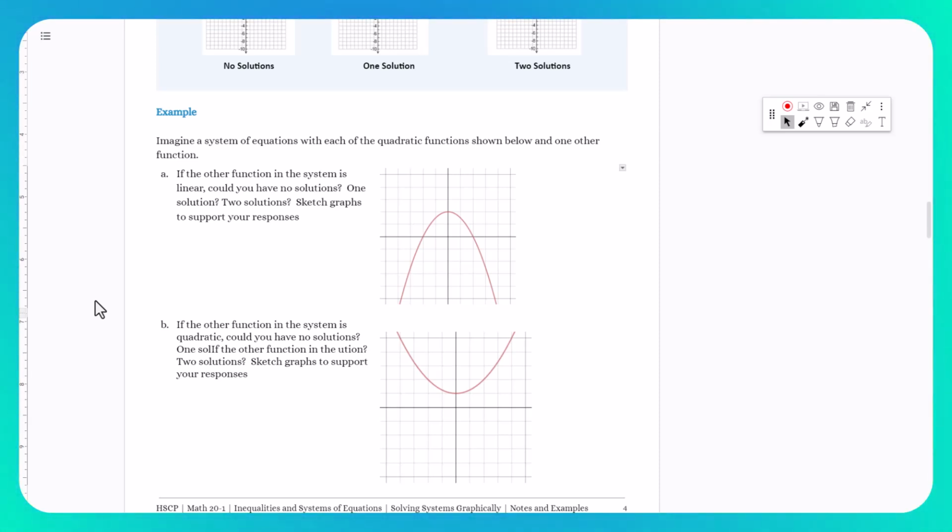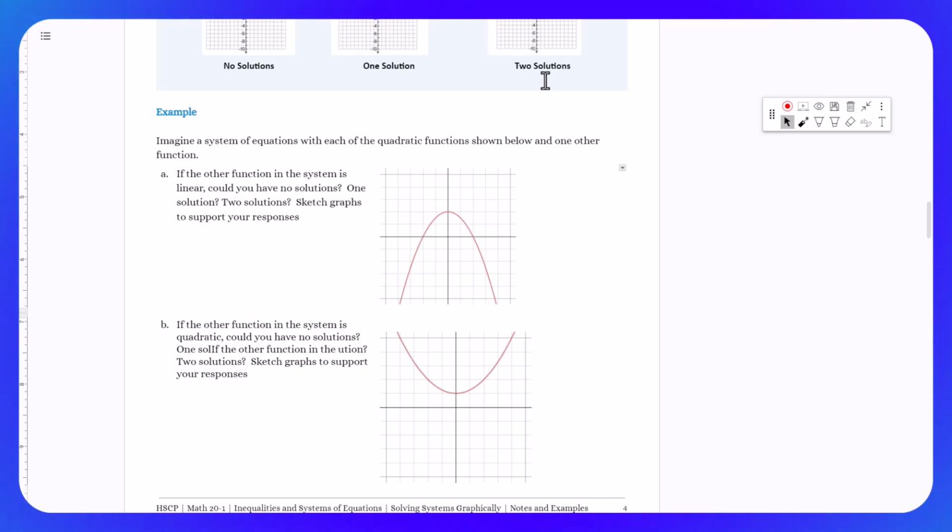Were you able to do it? Did you find two graphs that had no solutions, 1 and 2? Well, let's look at these examples and see if yours look like these next two. So imagine a system of equations with each of the quadratic functions below and one other function. In part A, we're going to look at if the other function in the solution is linear. Could you have no solutions? Well, let's think about that.